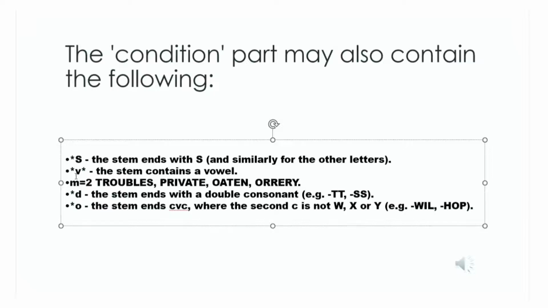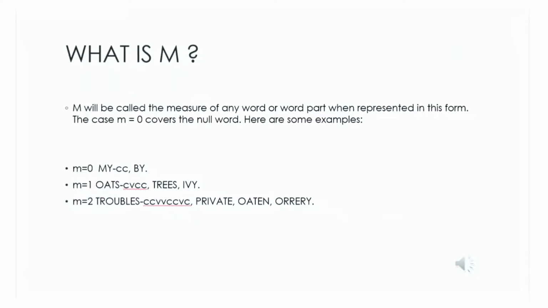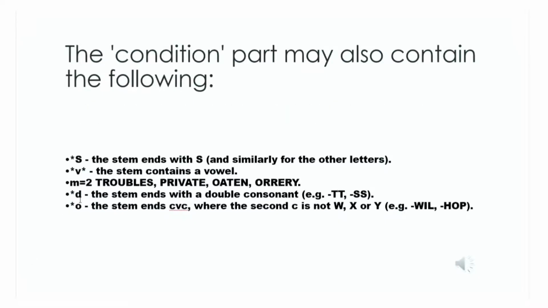It is case sensitive. M is equal to 2. I've given examples of words which have M equal to 2 here. And star D in small letter means the word is ending with a double consonant. Double consonants are TT, SS, and so on, all those can be given as examples. And star O means CVC notation.